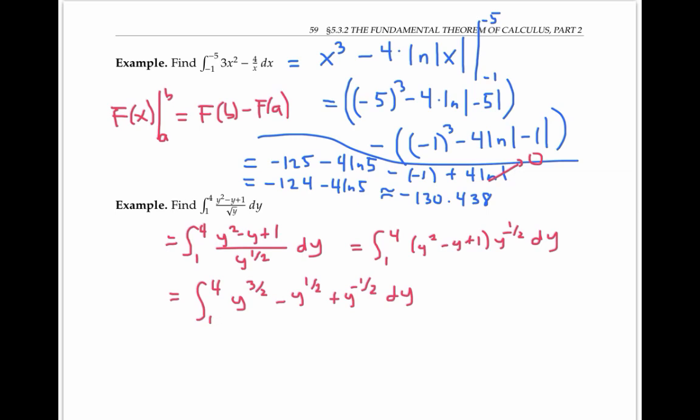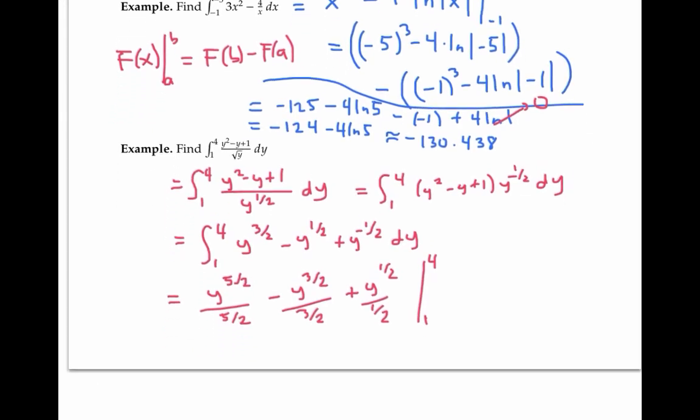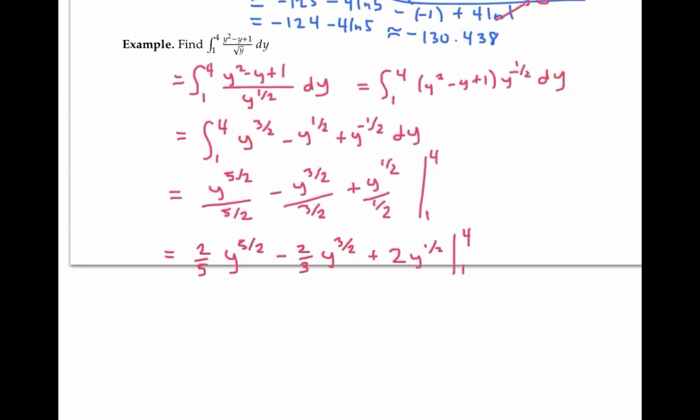Now that's something I can take the antiderivative of just using the power rule in reverse. Y to the 3/2 becomes y to the 5/2 by adding 1 to the exponent. I divide by the new exponent. Now here I get y to the 3/2 divided by 3/2. And here, negative 1/2 plus 1 is positive 1/2. I need to evaluate this between 4 and 1. Let me simplify a little bit. And now I'll substitute in values.